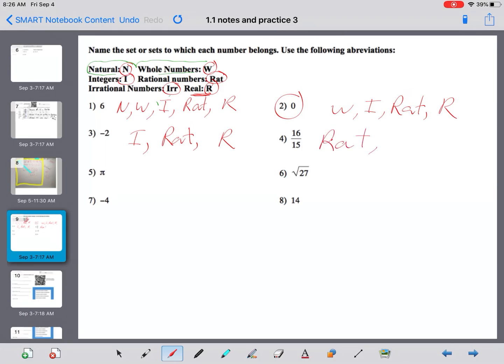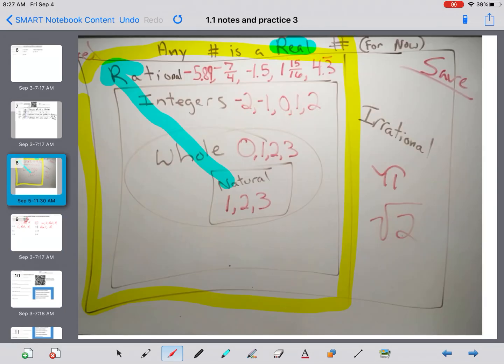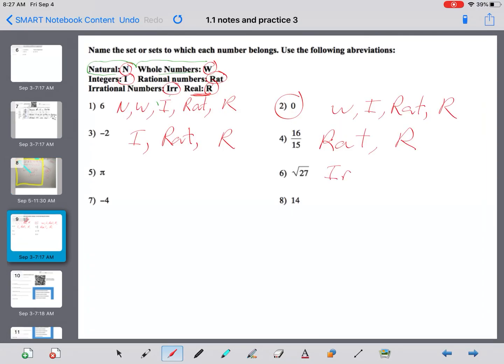Notice there aren't fractions in natural numbers, whole numbers, or integers. Pi, where's pi going to fall? Pi is not a rational number. So it doesn't even fit in this big box, this one up here. That means it has to be in this box. Sure enough, there's pi. So it is irrational, but it is still a real number. Oops, I wrote that in the wrong spot. Irrational and real. Square root of 27.